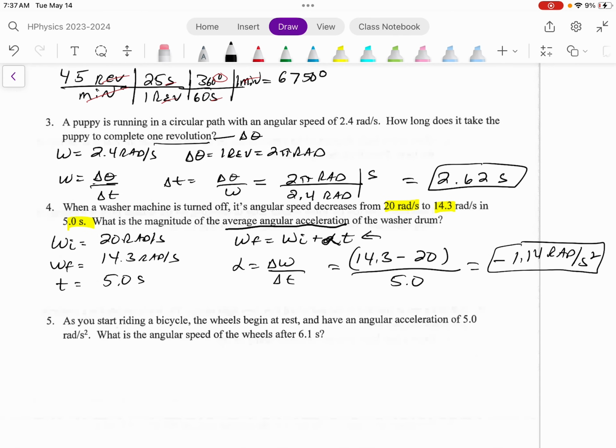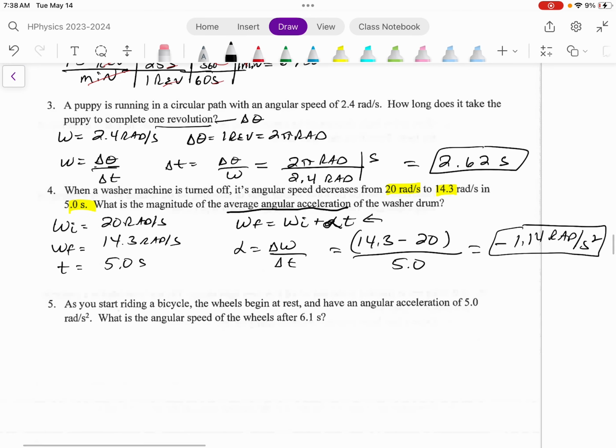As you start riding your bike, the wheels begin at rest. So angular initial is 0. Velocity initial, the tangential velocity on the edge of the wheel, is also 0. It has an angular acceleration of 5 rads per second. What is the angular speed of the wheel after 6.1 seconds?